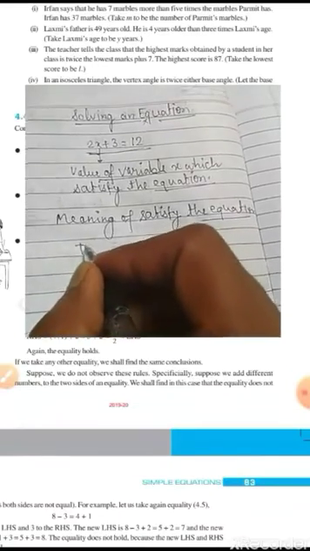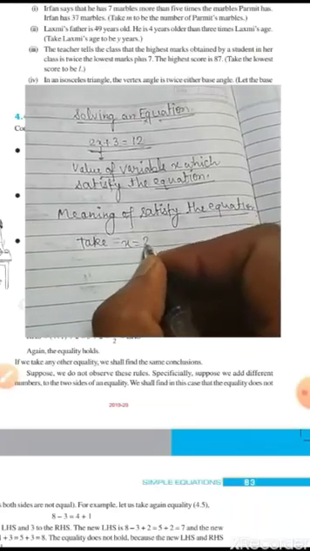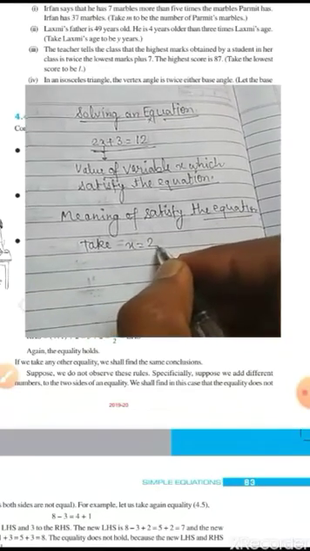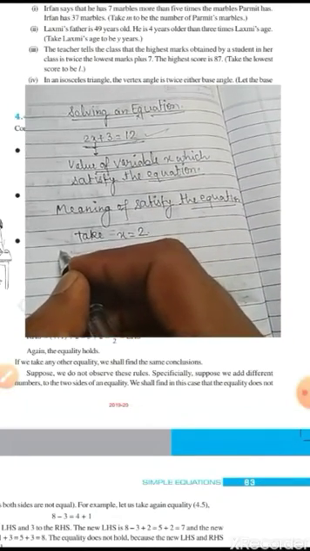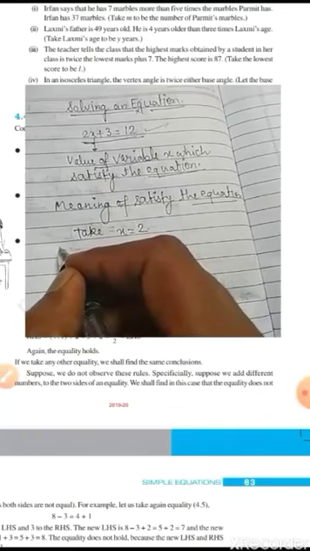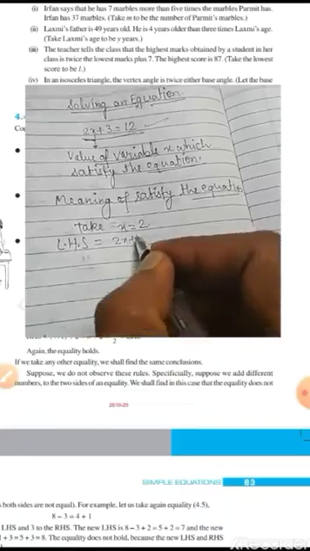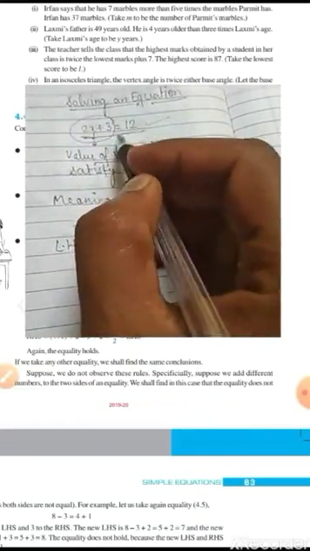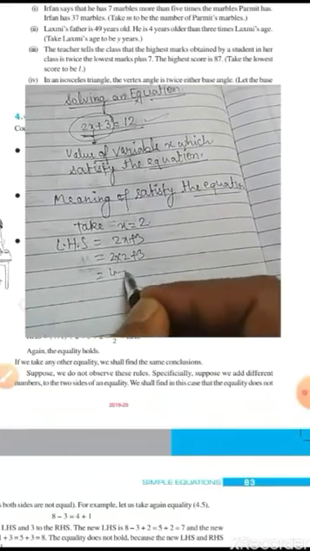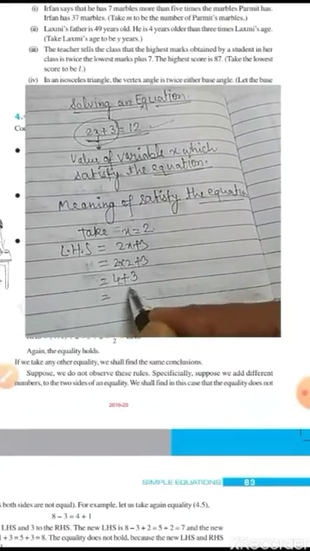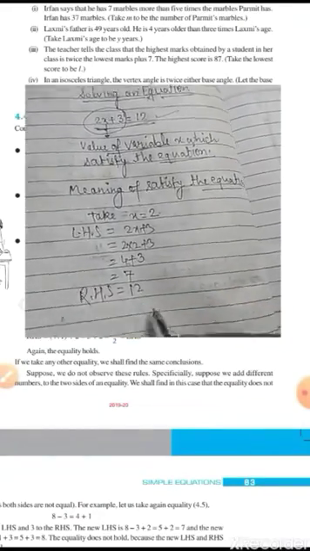Take any value of variable, x is equal to 2, and check whether 2 is the solution of this equation. Find the value of LHS at x is equal to 2. So LHS is 2x plus 3. It is the LHS of the equation. So 2 into 2 plus 3, 4 plus 3 is equal to 7, and your RHS is equal to 12.